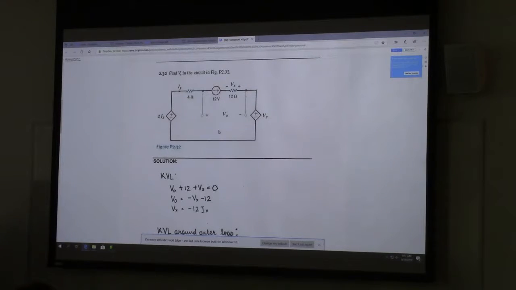So, 232. Find Vo in the circuit in figure P2.32, which is here. I think the main thing that probably threw you off is the diamond, right? Yes. Okay, Vx is what leads me off, because I was confused as to how they went through with Ix. Sure, yeah.